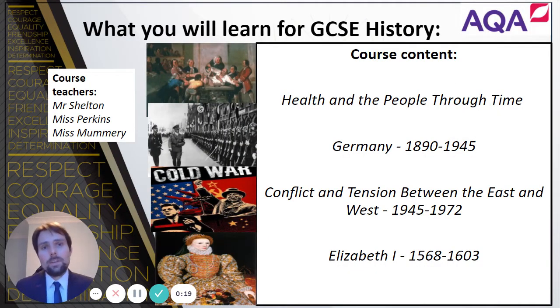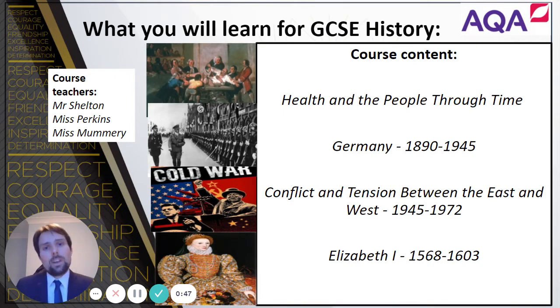In terms of the teachers that deliver the course, it's myself, Miss Perkins, and Miss Mummery, who are all history specialists. Over the 2 years you'll be studying the course, there are 4 different units that we cover. The top 2, on health and the people through time and on Germany, are covered in year 10. And the third and fourth, conflict and tension between East and West and Elizabeth, are taught towards the end of year 10 and into year 11.